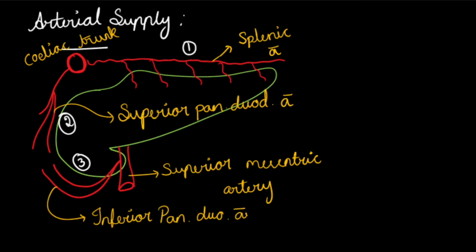So regarding the arterial supply, the first branch arises from the celiac trunk, that is the splenic artery. The splenic artery gives a lot of pancreatic branches, and then the second major blood supply is through the superior pancreatico-duodenal artery, which arises from the gastroduodenal artery. And the third branch arises from the superior mesenteric artery, that is none other than the inferior pancreatico-duodenal artery. And mainly this superior pancreatico-duodenal and inferior pancreatico-duodenal artery get anastomosed together here. So if you have any doubts regarding the anatomy, origin and branches of celiac trunk and superior mesenteric artery, you can check out our previous video.